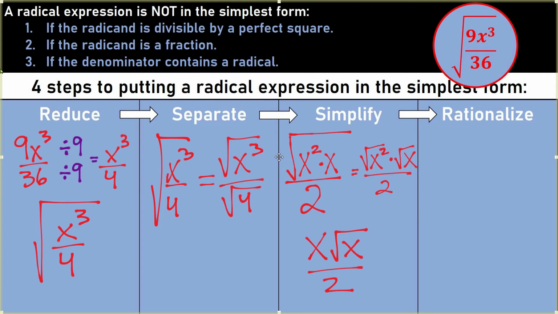Now if I go back up to the very top and I look at what makes a radical expression not in its simplest form: if the radicand is divisible by a perfect square, well, our radicand is x, and x is not divisible by a perfect square. And if the radicand is a fraction, well, our radicand is an x, and x is not a fraction. And if the denominator contains a radical, well, our denominator contains a 2. So those 3 rules, we're not breaking any of them. So that can only mean one thing, that our radical expression is now in the simplest form.